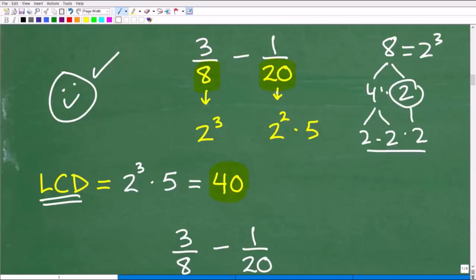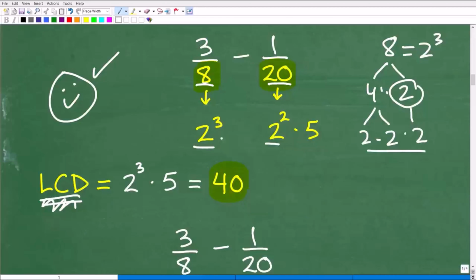Okay, and 20 is the same thing as 4 times 5. And of course, we can write this 4 as 2 squared. So you want to prime factor each of these respective numbers. And then what we need to do in the LCD is we have to represent each prime factor. So here we have 2 cubed, and here we have 2 squared. So do we need to write both 2 cubed and 2 squared? No, we have 2's. This one is 2 cubed, and this is 2 squared.